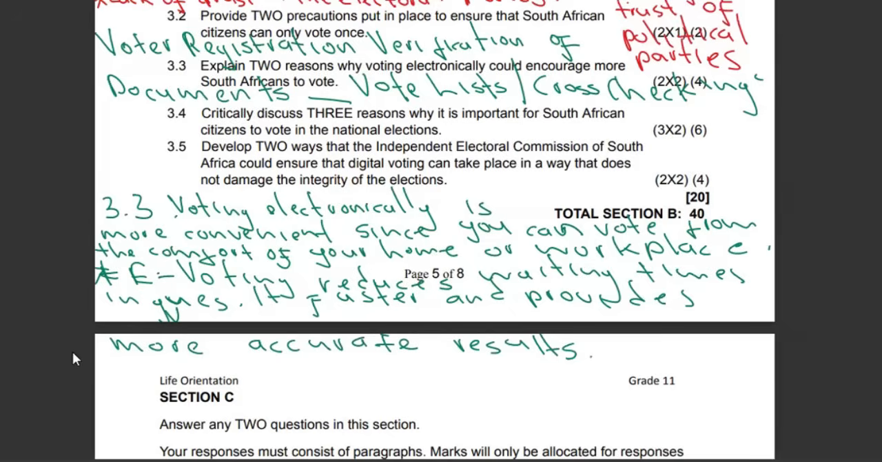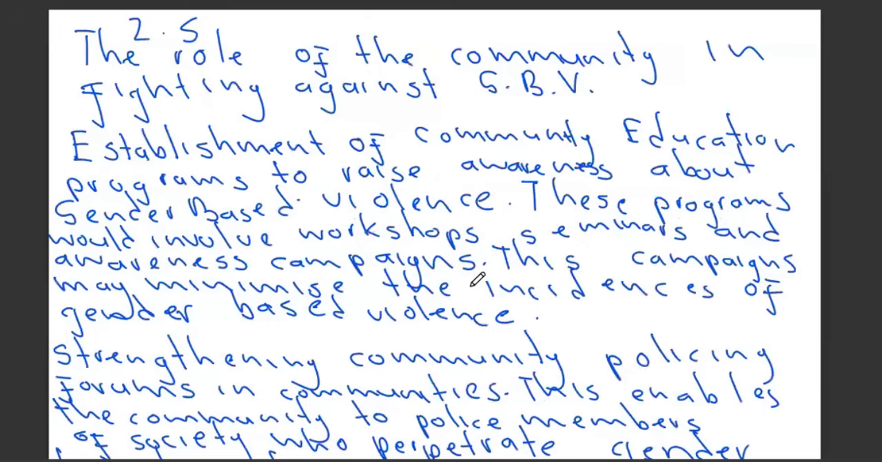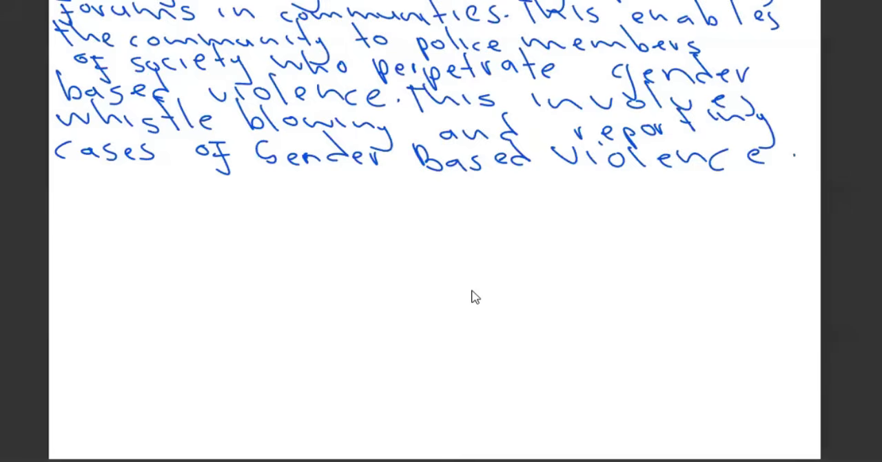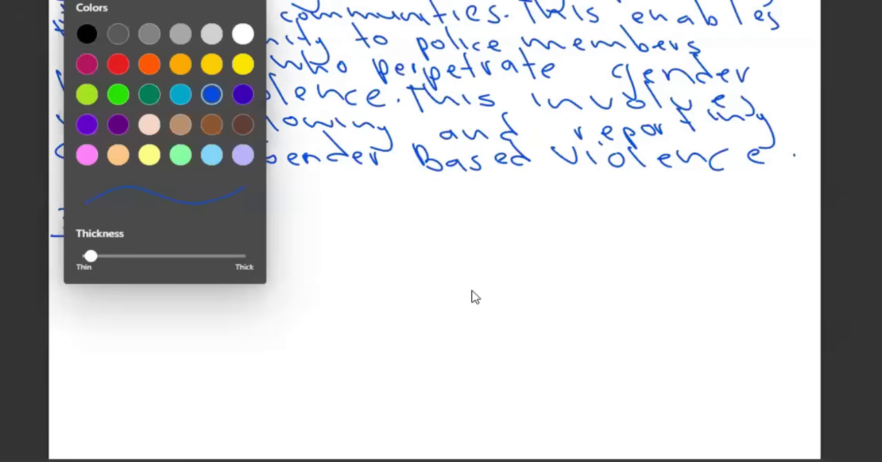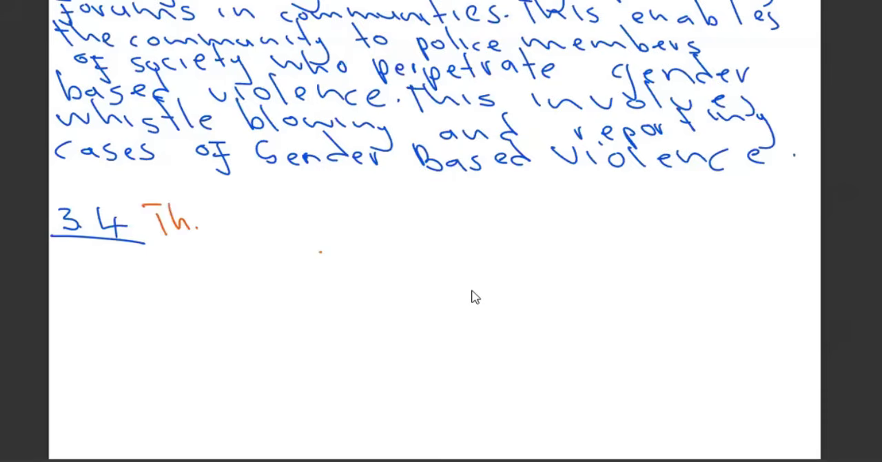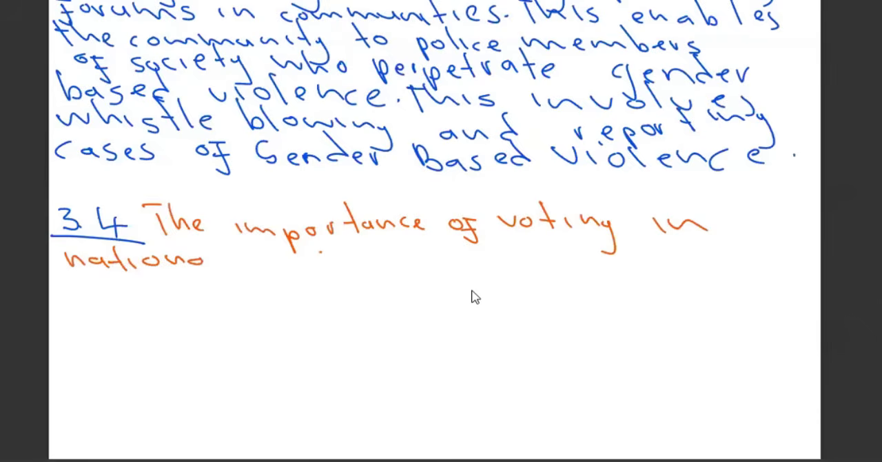Now, moving on to 3.4, which is here: critically discuss 3 reasons why it is important for South Africans to vote in national elections. So this one, I'll take it to the whiteboard. It is important for South Africans to vote in national elections. So 3.4, I'll give it the subheading: the importance of voting in national elections.